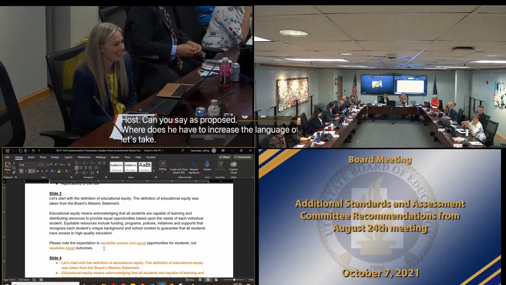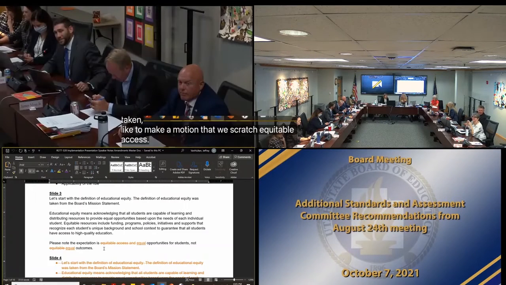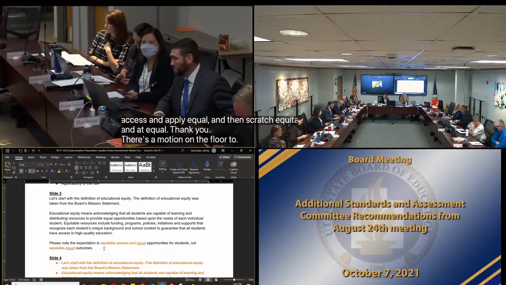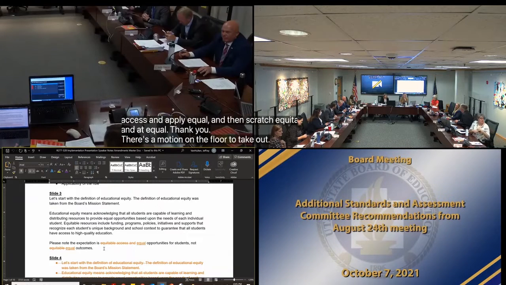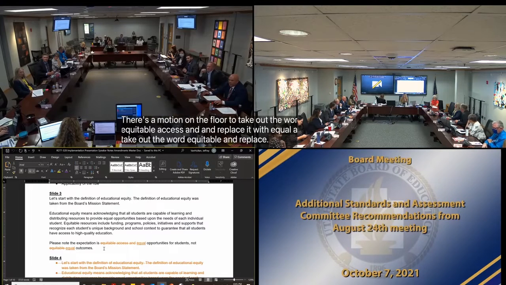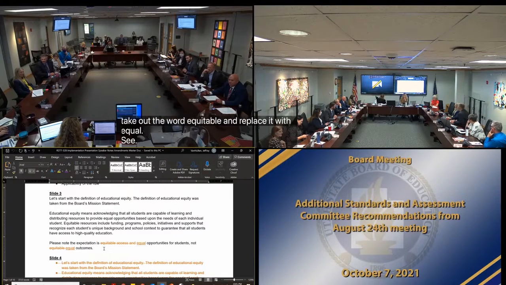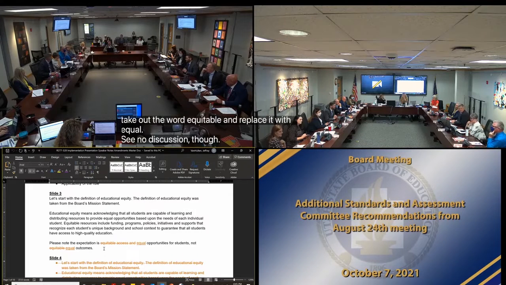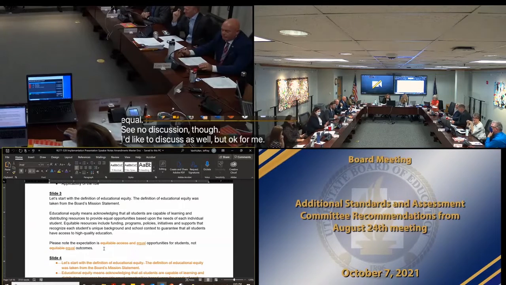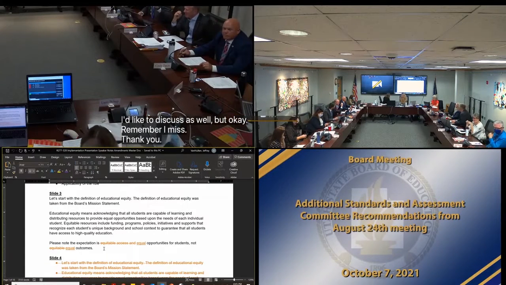I'd like to make a motion that we scratch equitable access and add equal, and then scratch equitable and add equal. Thank you. There's a motion on the floor to take out the words equitable access and replace it with equal, and take out the word equitable and replace it with equal. Seeing no discussion, I'd like to discuss as well, but okay, Board Member Hymas? Thank you. I'd like to speak to this.